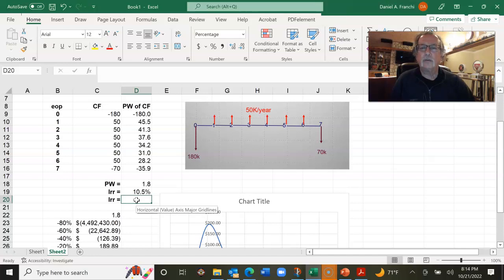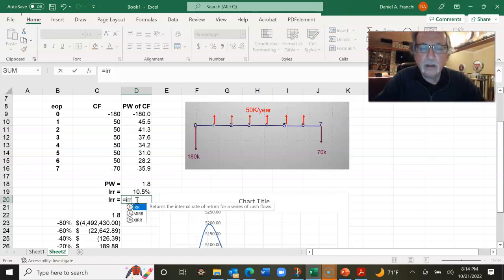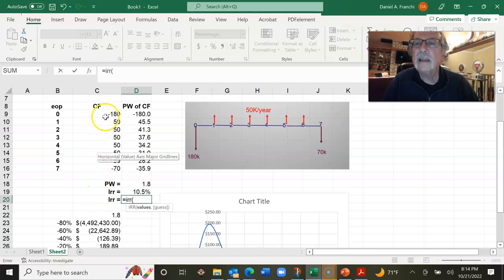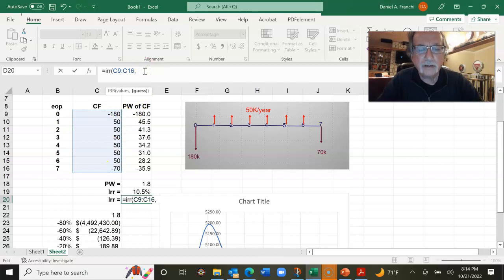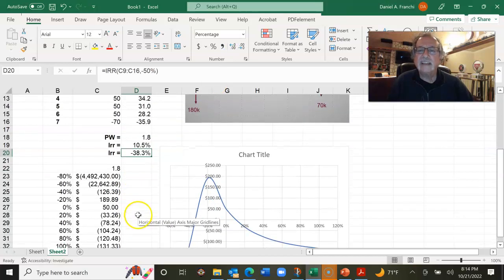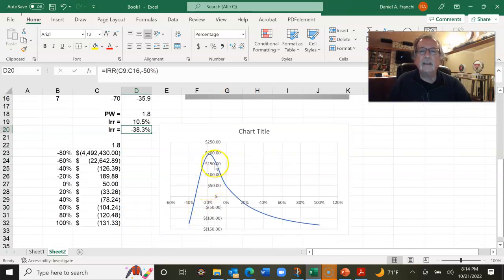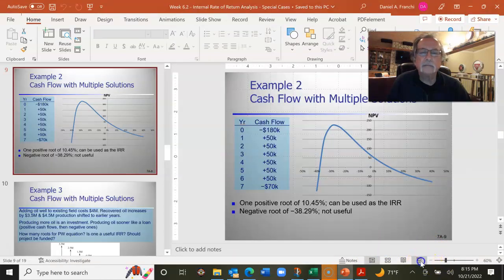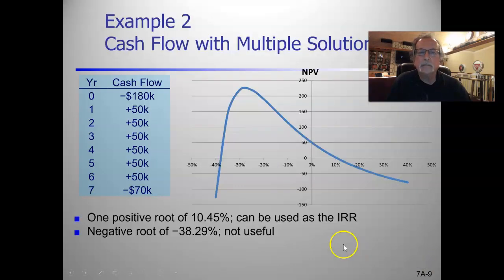Now let's do one more internal rate of return here. We're going to do this internal rate of return, but we're going to start at minus 50%. And we come up with a value. The second root is minus 38.3%. It's not relevant, therefore we can ignore this. Not every problem is going to be like this.